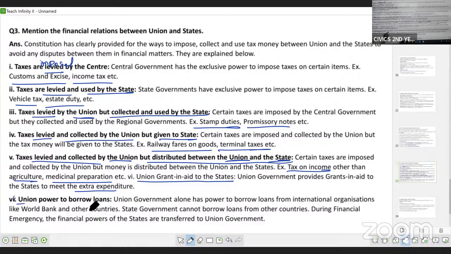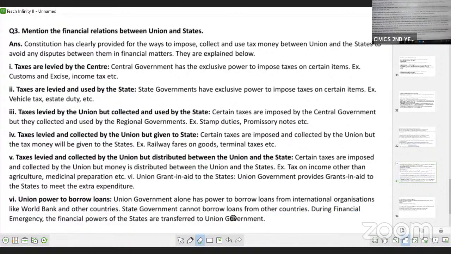Then union power to borrow loans. The union government can borrow loans from international organizations like the World Bank and other countries, but the state government cannot borrow from other countries. And when there is a financial emergency, the financial powers of the state are transferred to the union government. So this is financial relations between union and the state.